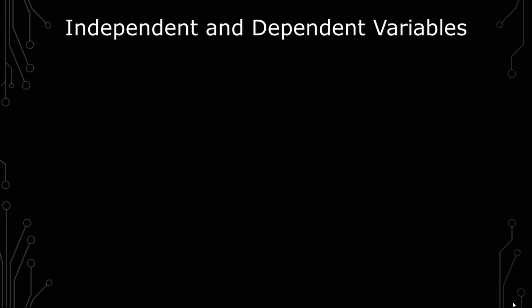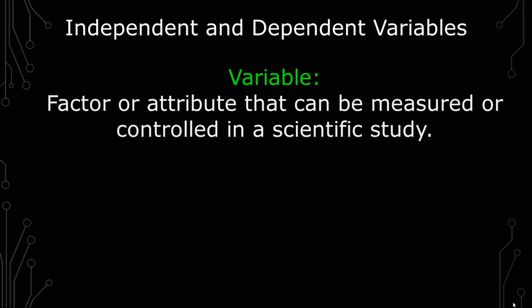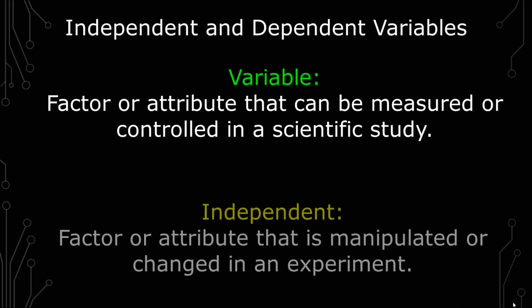In this video, we're going to be going over what is an independent variable and what is a dependent variable. But before we go into those directly, let's talk about what a variable is. A variable is a factor or attribute that can be measured or controlled in a scientific study. Variables can be either dependent or independent.